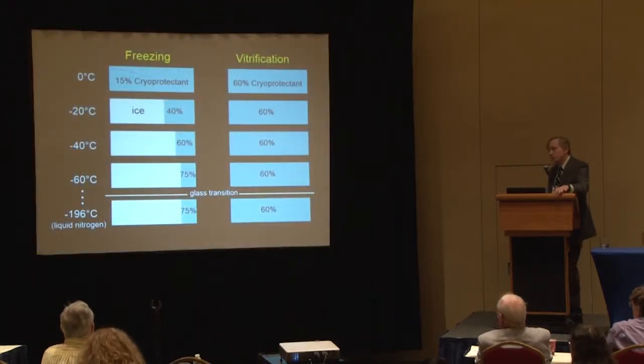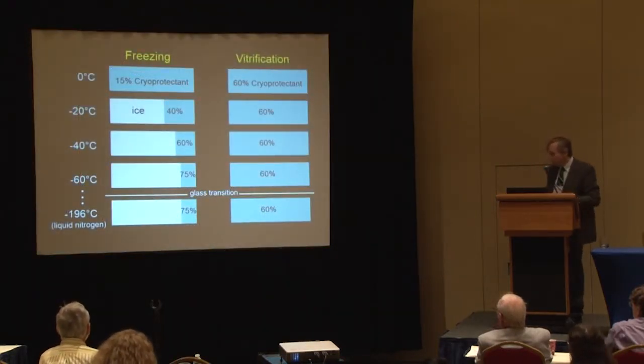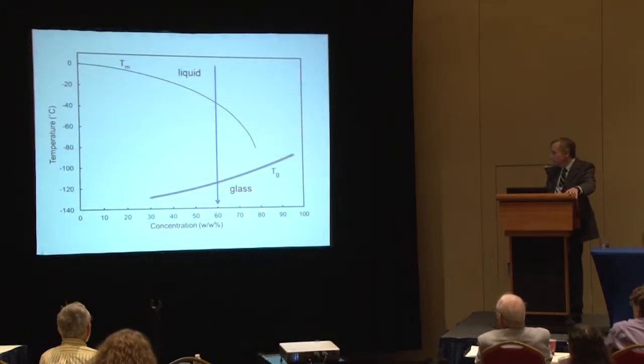These days, the term vitrification is used to refer to a process of using a high enough concentration of cryoprotectant that the whole sample remains free of ice during the cooling process. And on a phase diagram, the concentration of solutes during vitrification remains unchanged during the whole cooling process.